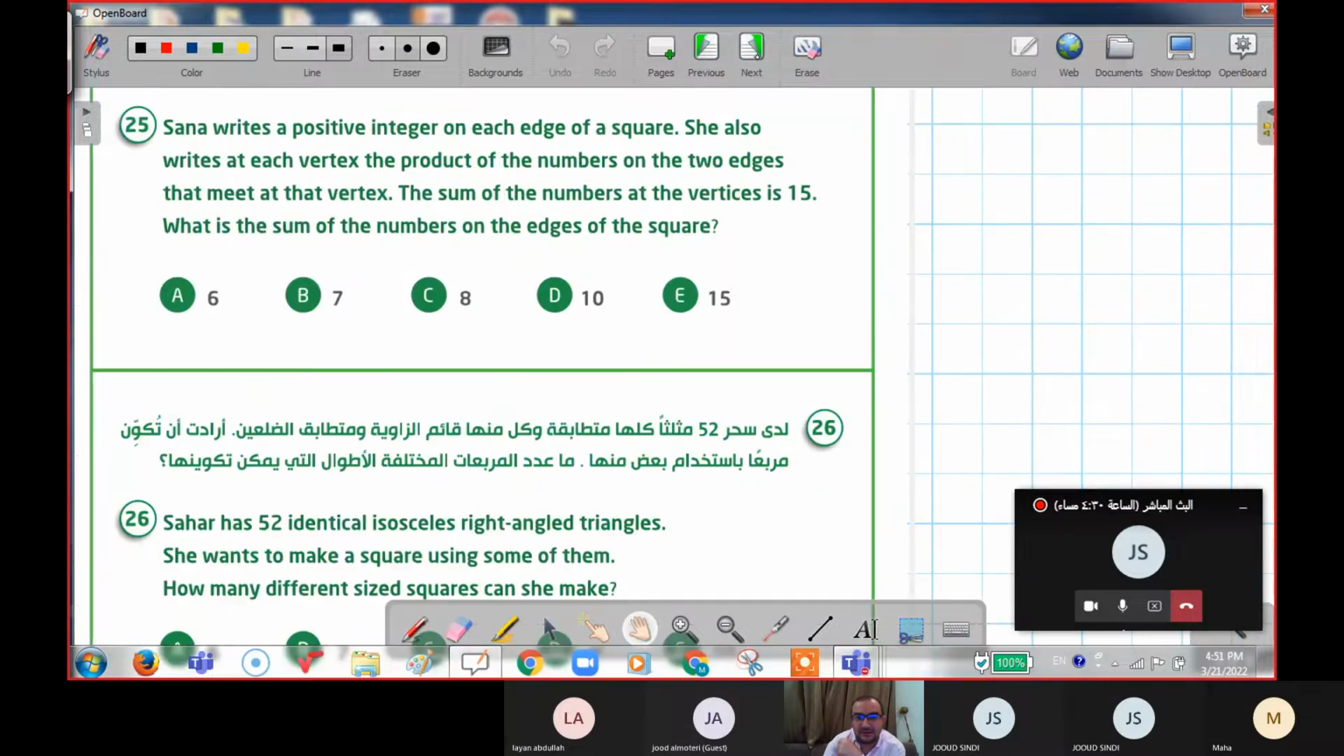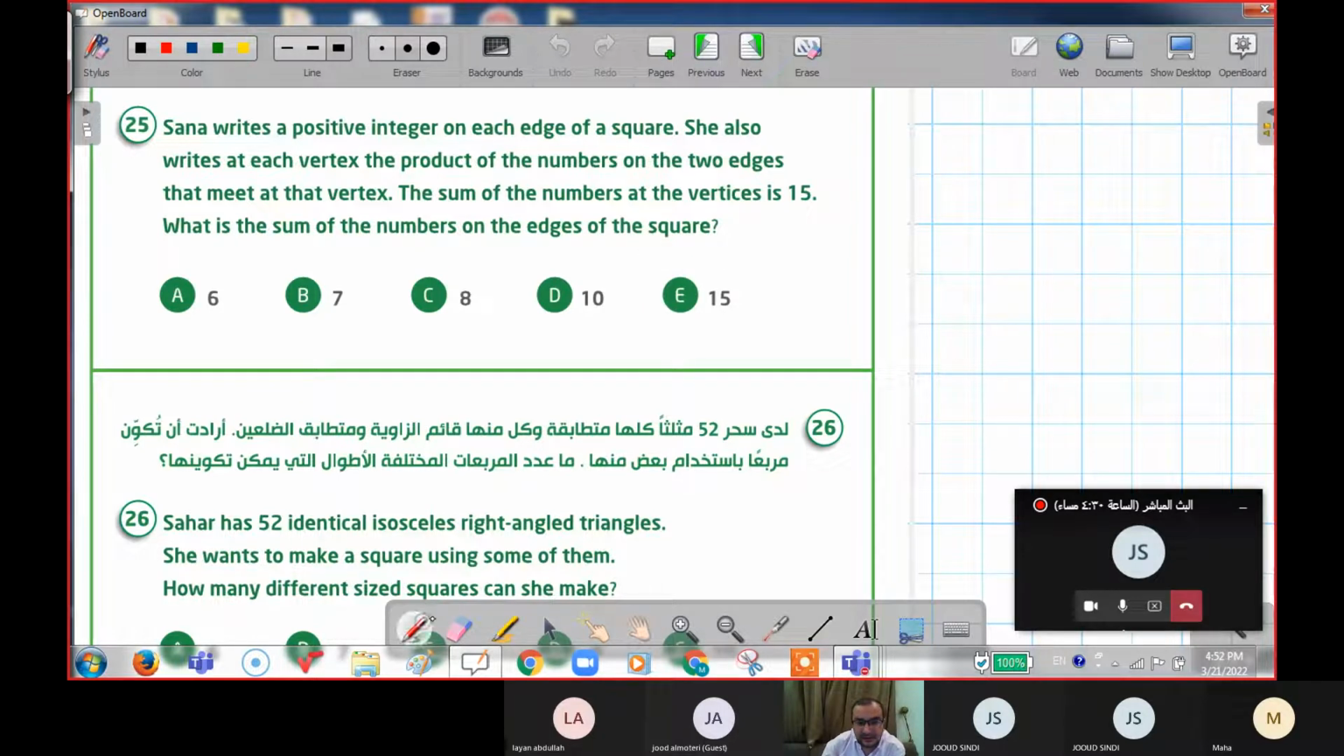You want to solve number 25? Try to solve. Okay. Sana writes a positive integer on each edge of a square. She also writes at each vertex the product of the numbers on the two edges that meet at the vertex. The sum of the numbers at the vertices is 15. What is the sum of the numbers on the edges of the square?